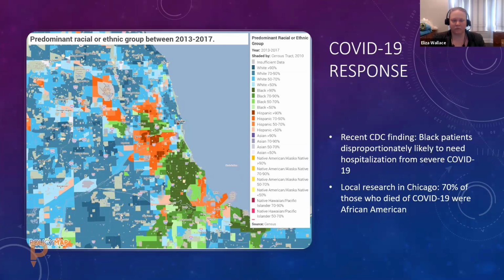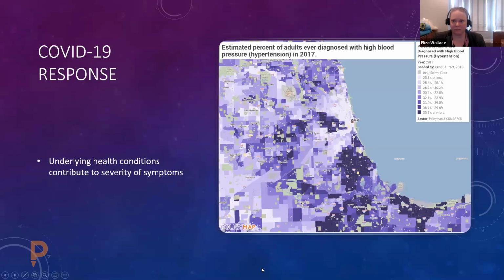Let's see. As you look at another map, we start to think about, okay, well, why would that be happening? Here's an example of one of the underlying health conditions that we know can lead to severe symptoms from COVID-19. You can see it's not only minority neighborhoods, but specifically the predominantly Black and African-American neighborhoods that experience those high rates of hypertension, which the CDC also found folks tend to have bad results from COVID-19 when they have hypertension.